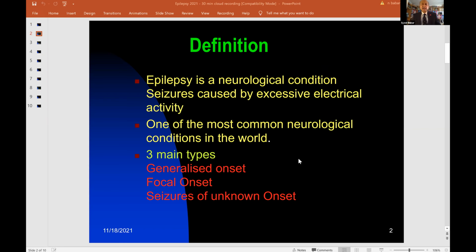So how does one describe epilepsy? It is a provoked or unprovoked excessive electrical activity occurring in any part of the brain, causing a neurological condition, and which is the commonest neurological condition in the world. Basically, there are three kinds of epilepsy: the generalized onset epilepsy, the focal onset epilepsy, and seizures of unknown onset.